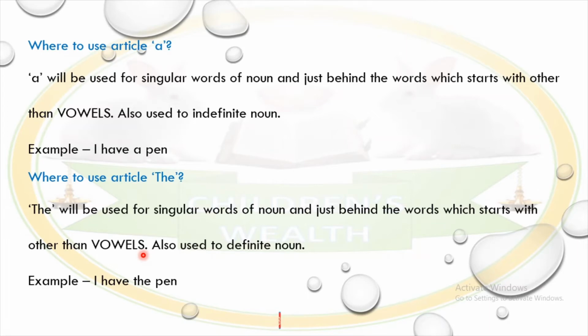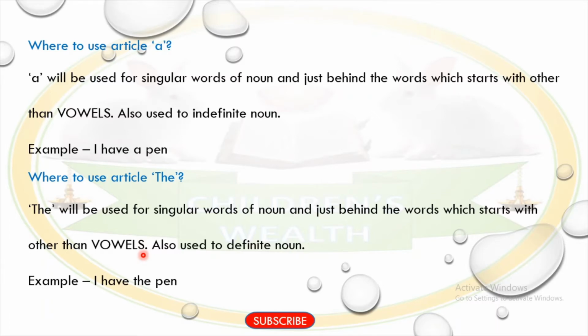Basically, the difference between the use of a and article the is that the article the will be used only for definite nouns, whereas article a will be used for indefinite nouns.